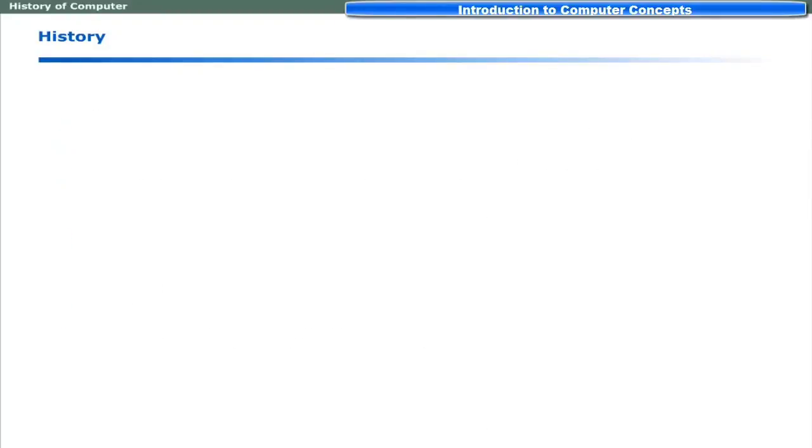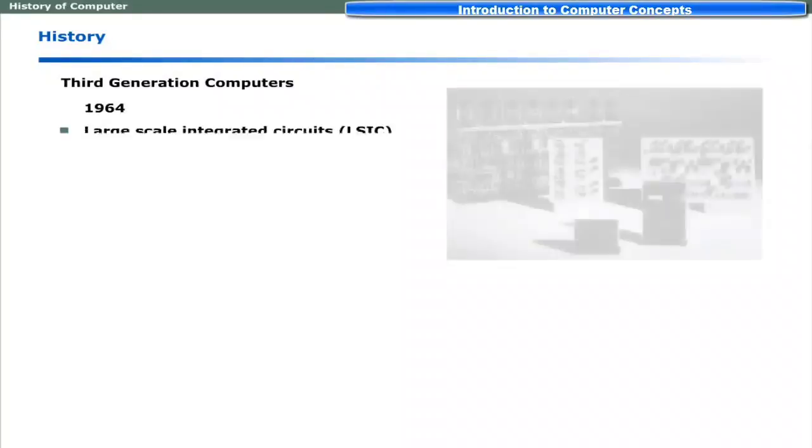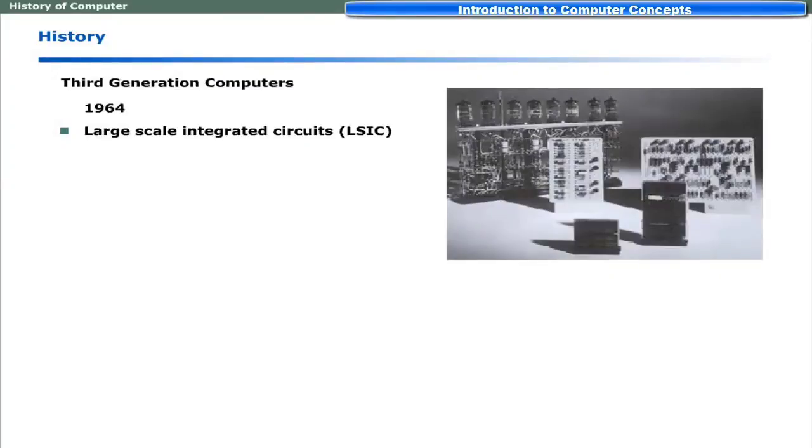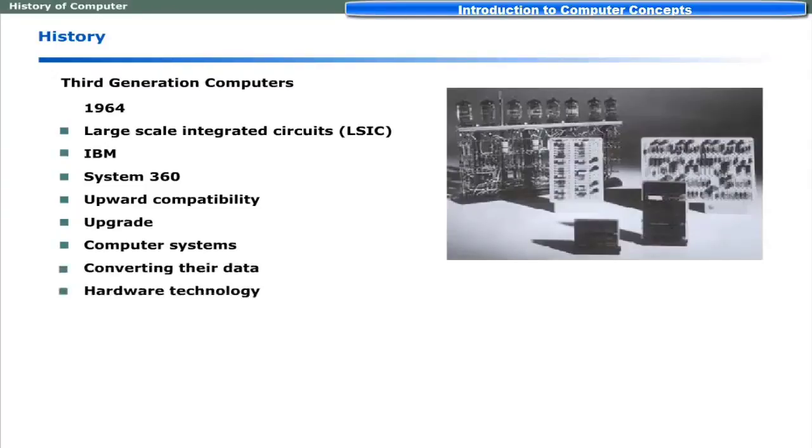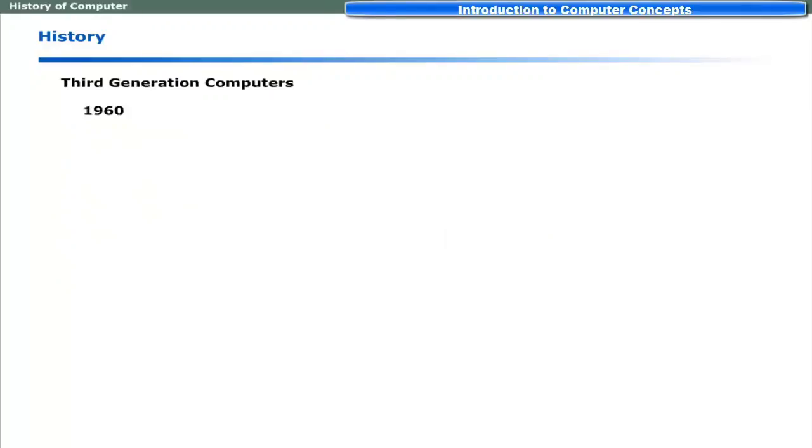manufacturing computers. Dear learners, technology was rapidly changing, and third-generation computers were introduced during 1964. These computers used large-scale integrated circuits. IBM developed System 360 with the idea of upward compatibility that allowed companies to upgrade their computer systems without converting their data. Besides developments in hardware technology, scientists were busy in developing the techniques to interact with the computer to perform a variety of tasks.